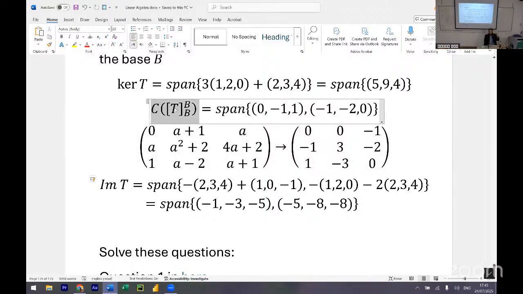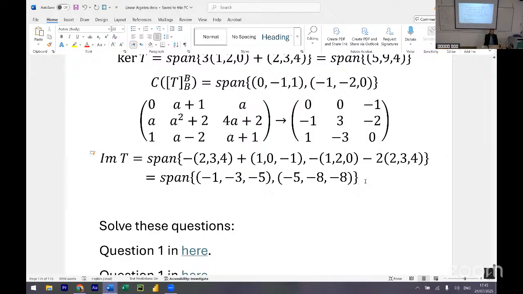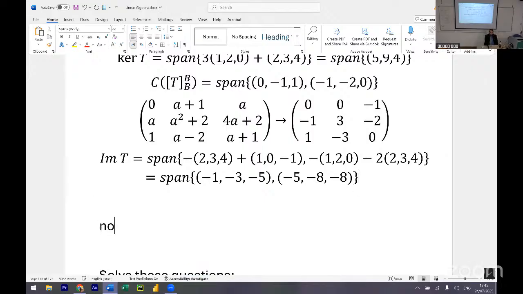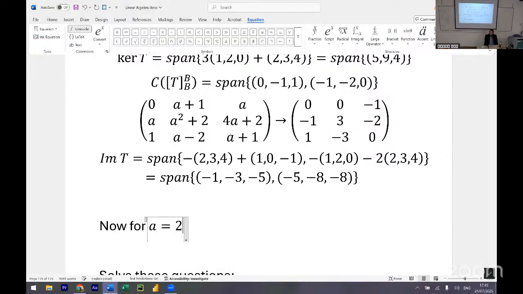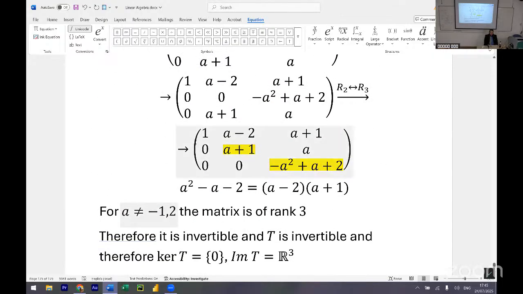Up until finding the columns, it's easy, right? And now you need to do the translation as well. Like I said, it's important for linear algebra 2. And now for A equals 2, so again, I'm coming back here.